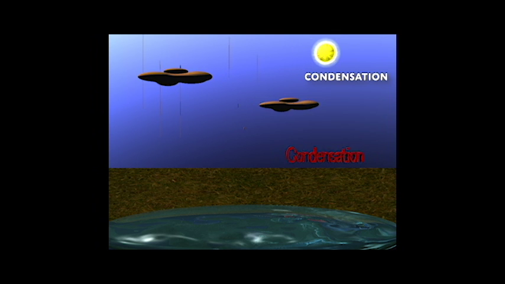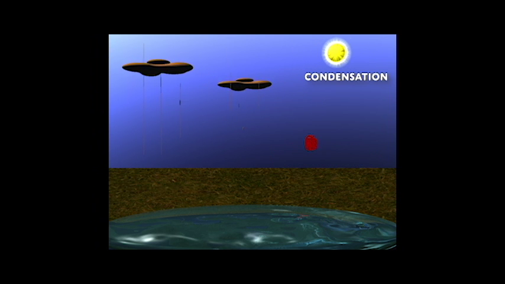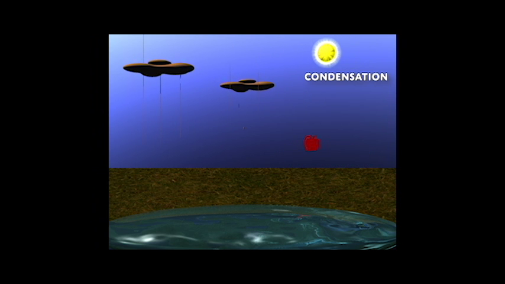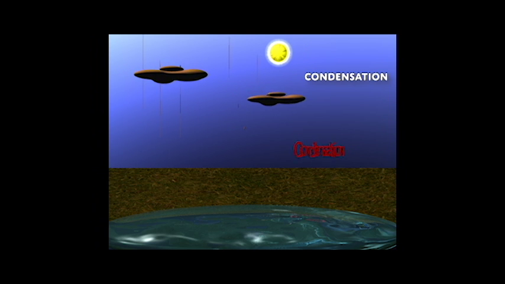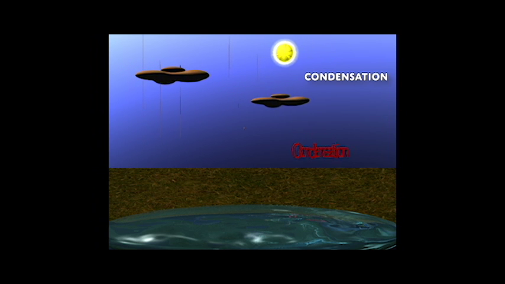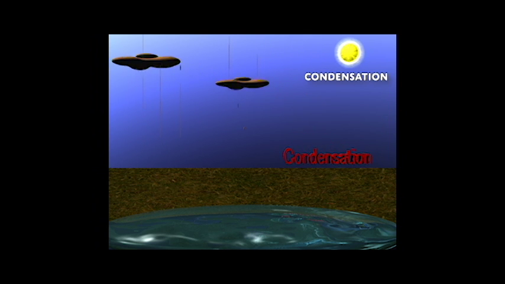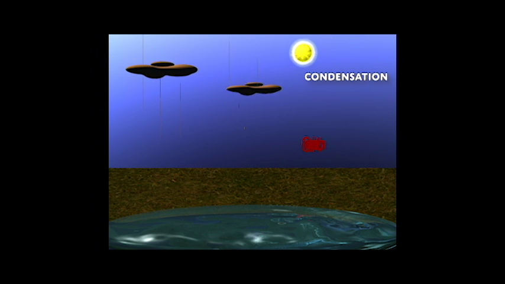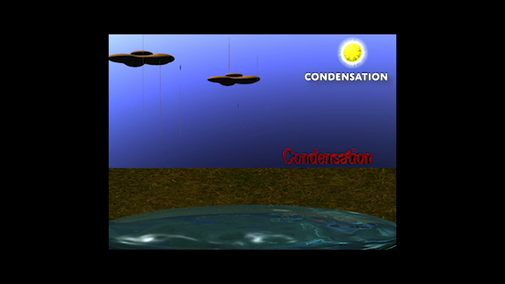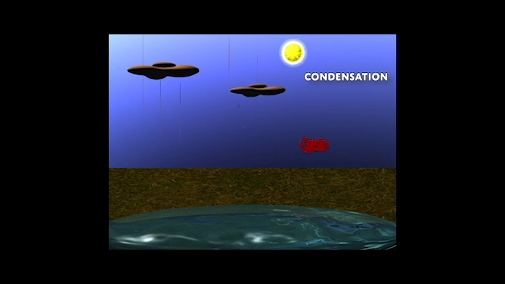As water evaporates into water vapor, it rises up in the atmosphere. Water vapor in the air gets cold and changes back into liquid, forming clouds. This is called condensation. You can see this at home. Pour a glass of cold water on a hot day and watch what happens. Water forms on the outside of the glass. That water didn't come from the glass, it came from the air. Water vapor in the warm air turned back into liquid when it touched the cold glass.